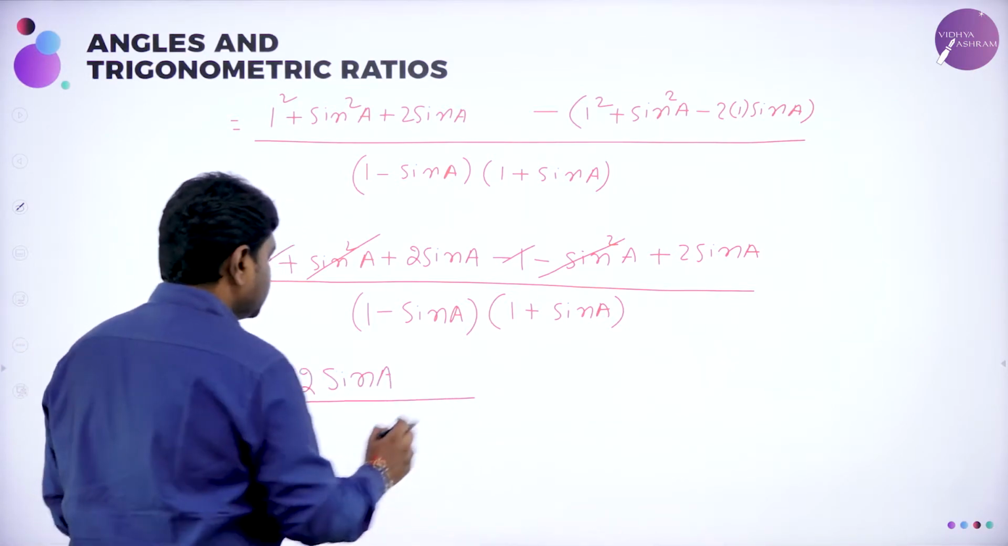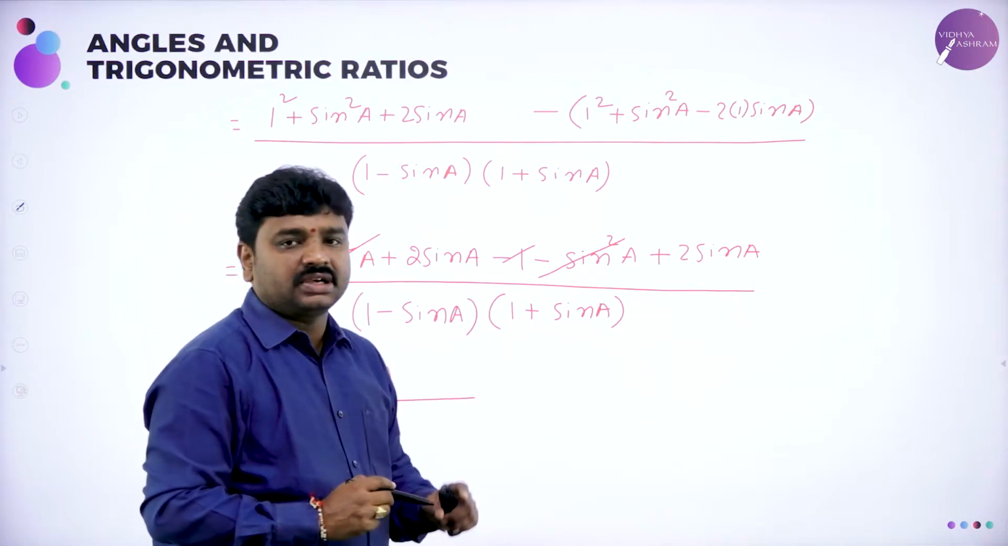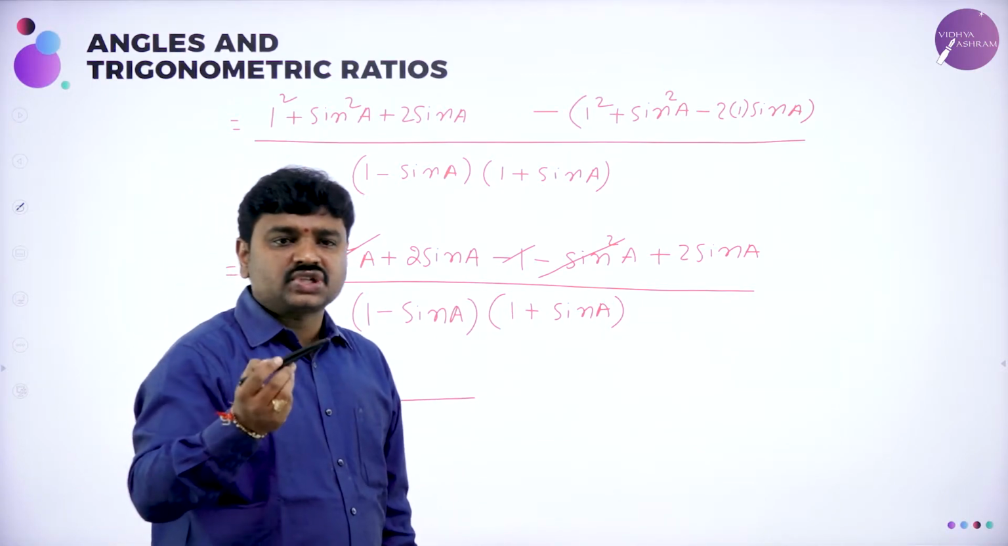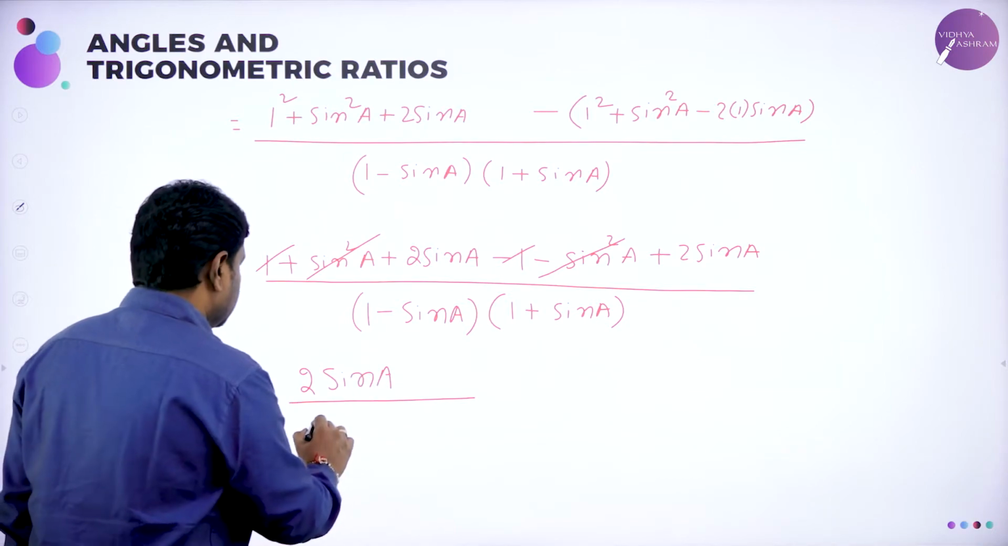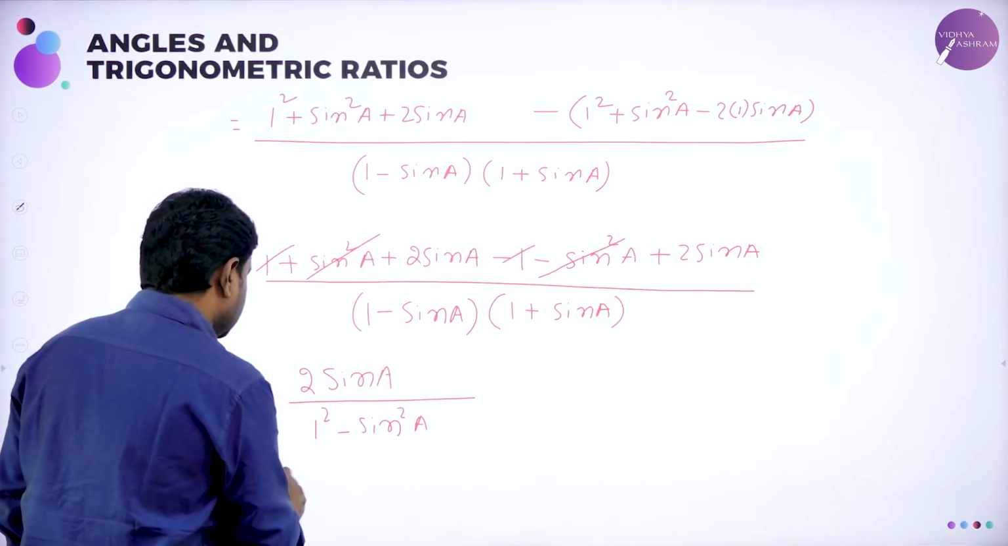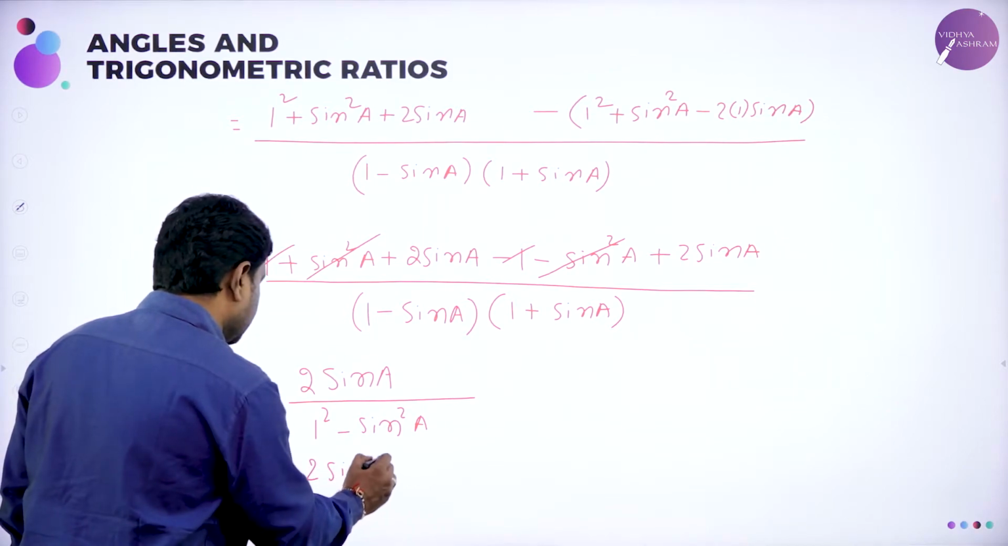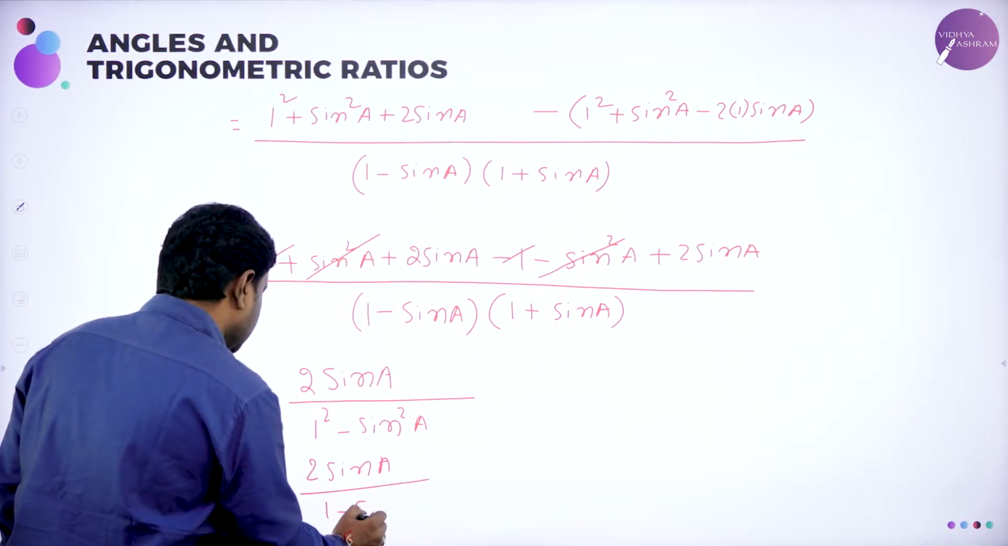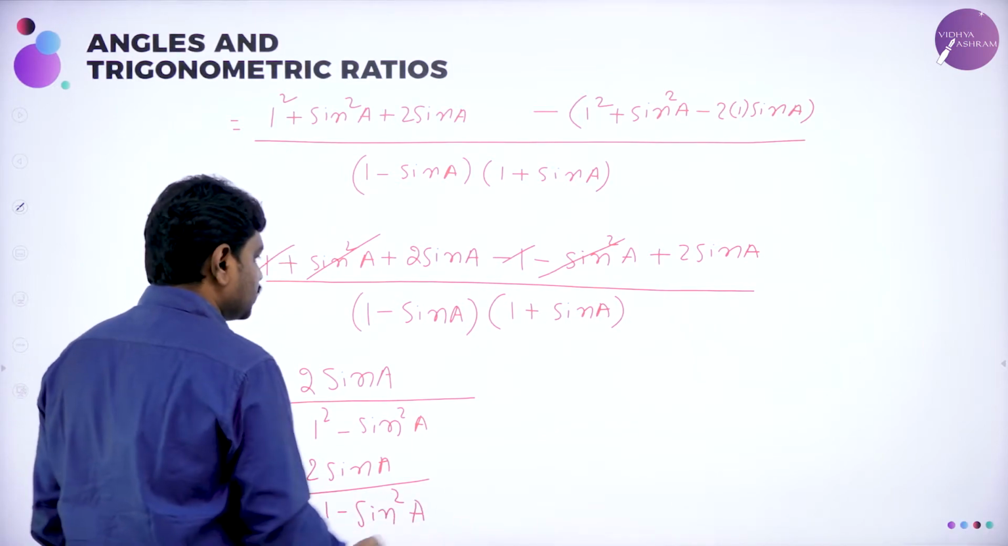Denominator, if you observe, it is in the form A plus B into A minus B. What is A plus B into A minus B? A square minus B square. So 1 square minus sin square A. Now that is 2 sin A divided by 1 minus sin square A. What is 1 minus sin square A? 1 minus sin square A is cos square A.